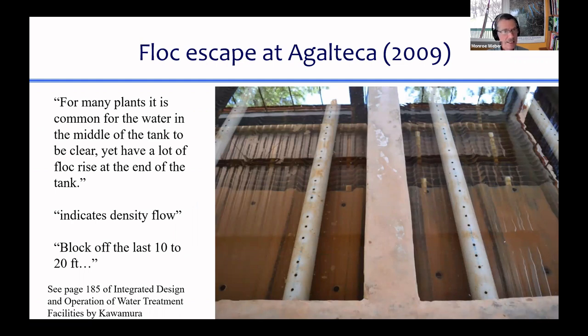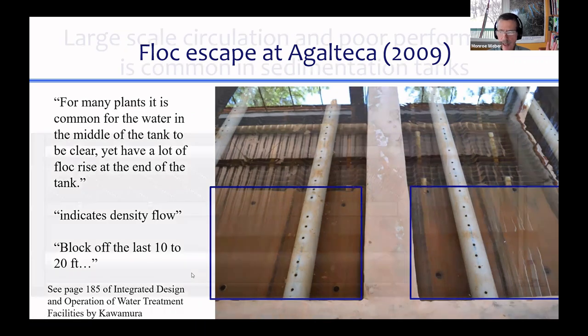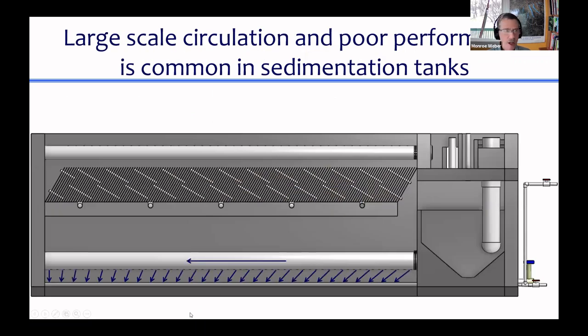Remember, we built this plant. This was the clarifier, and we had a problem with flocs coming up at the end of the clarifier. And it turned out that the problem was related to water having a velocity component that we weren't expecting, and that causing a mean flow of water towards the end of the clarifier.